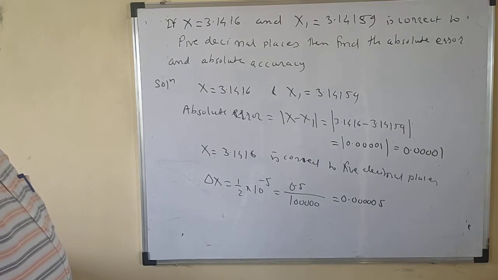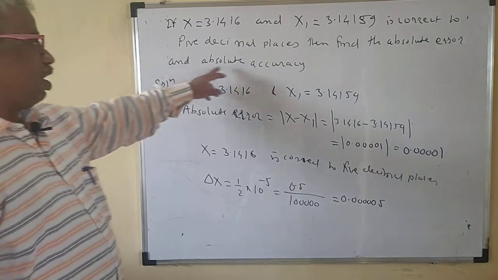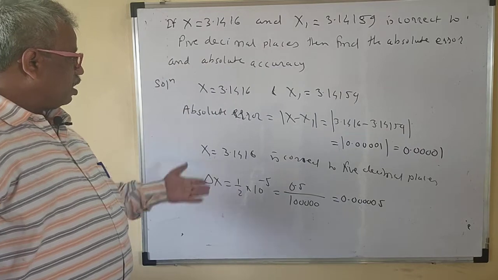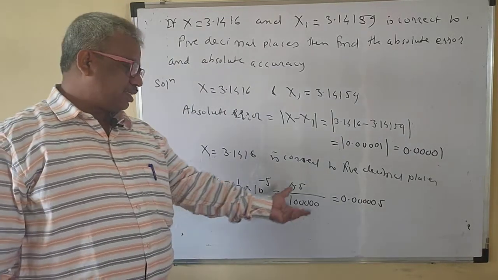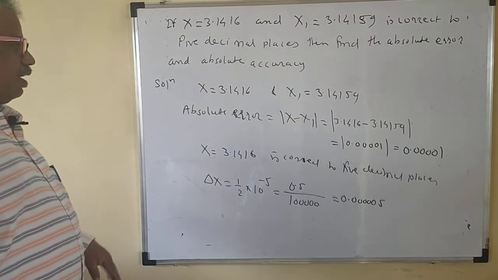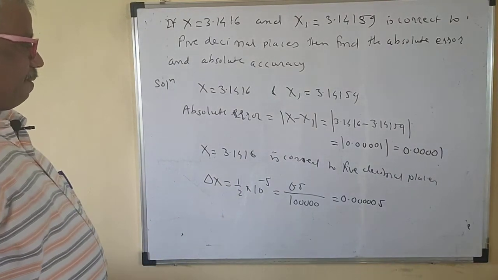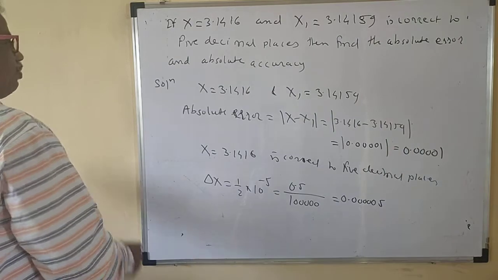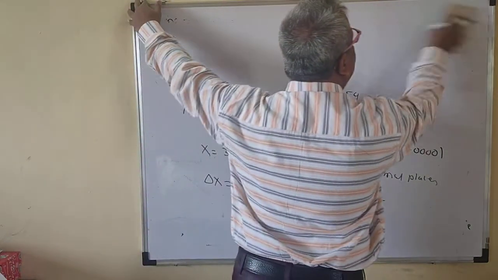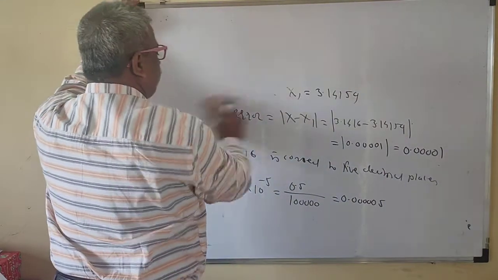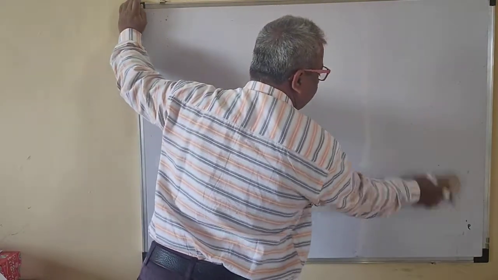Okay. Absolute, only absolute accuracy, not a percentage. If you want percentage accuracy, then you have to divide by x and multiply by 100 again. Okay. So I hope that you understand this, how to find the absolute error and absolute accuracy. Okay. So absolute accuracy is different now.